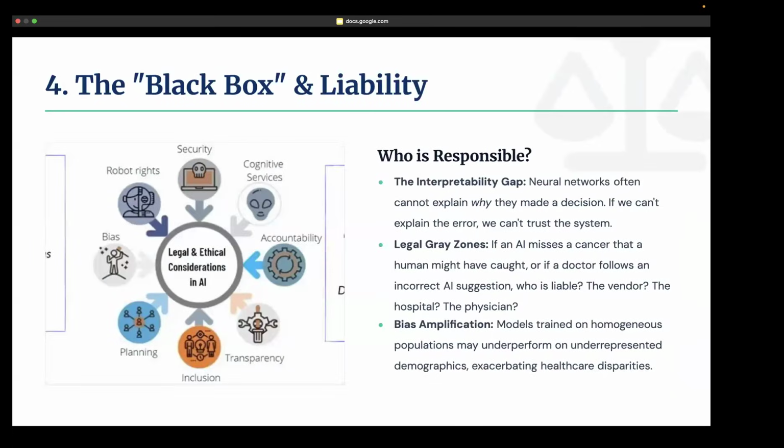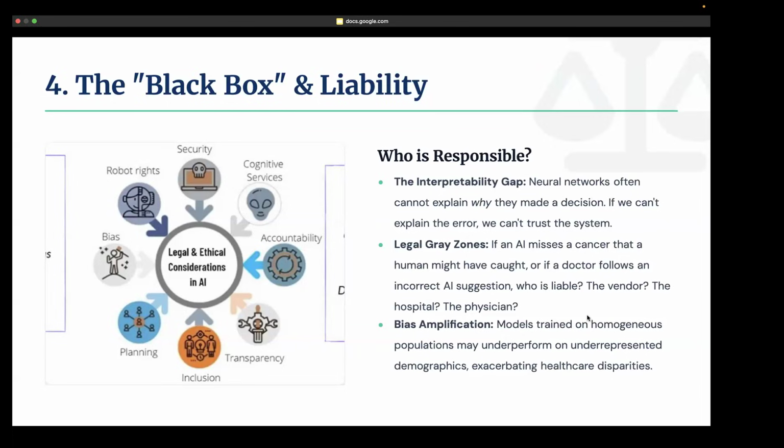So the other thing is the black box regarding LLMs. So who is responsible is a huge issue. A lot of times neural networks can't explain why they made a decision. And if we can't explain the error, we can't trust the system. And if an AI misses a cancer that a human might have caught, who's liable? Is the hospital liable? Is the physician liable? Is the vendor liable? In this case, there's a lot of legal gray zone.